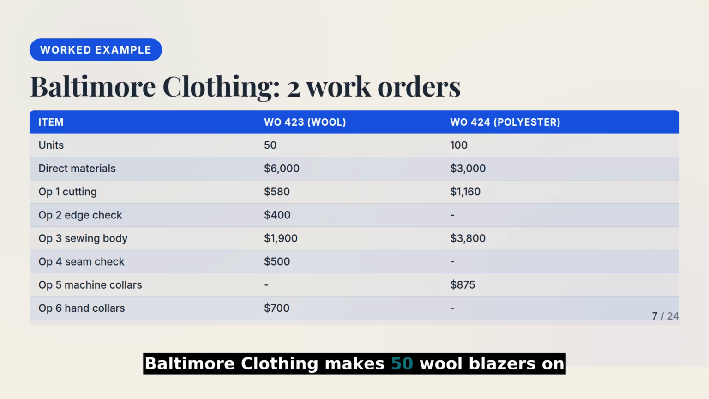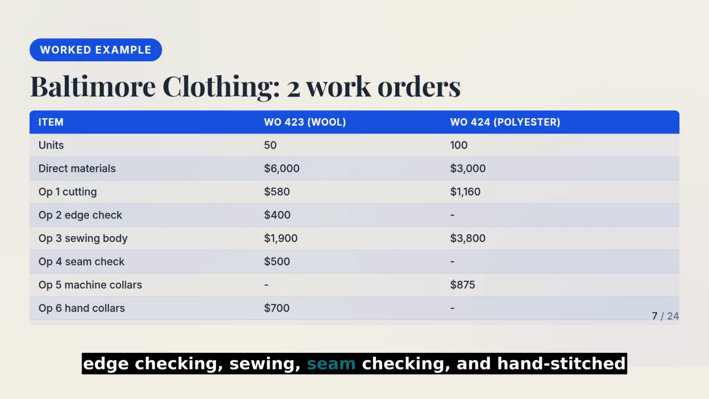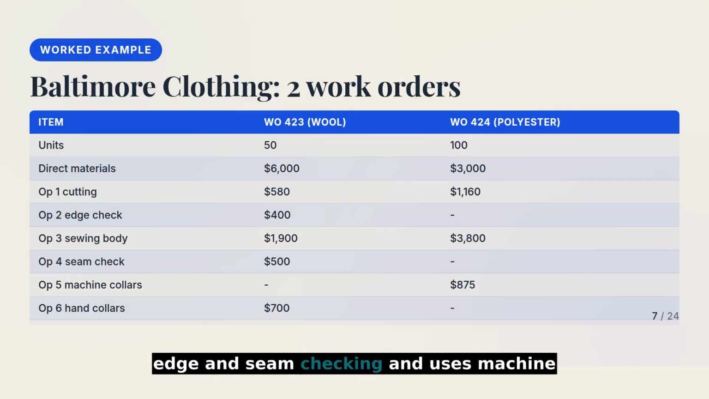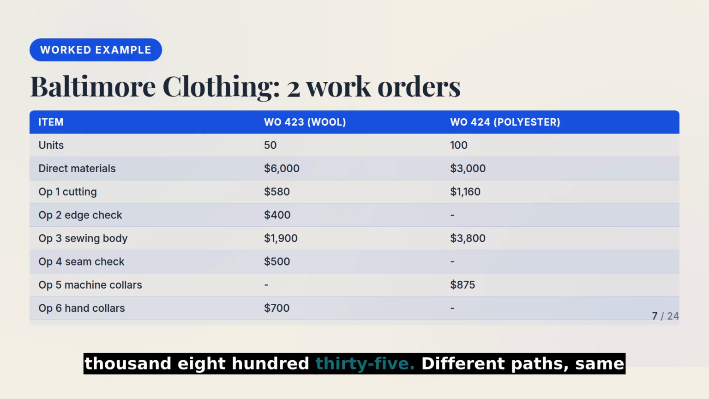Baltimore Clothing makes 50 wool blazers on work order 423 and 100 polyester blazers on work order 424. Wool needs cutting, edge checking, sewing, seam checking, and hand-stitched collars. Polyester skips edge and seam checking and uses machine sewing. Materials cost $6,000 for the wool batch, $3,000 for polyester. Conversion costs follow the operations each batch actually used. The wool batch totals $10,080. Polyester totals $8,835. Different paths, same operation rates.